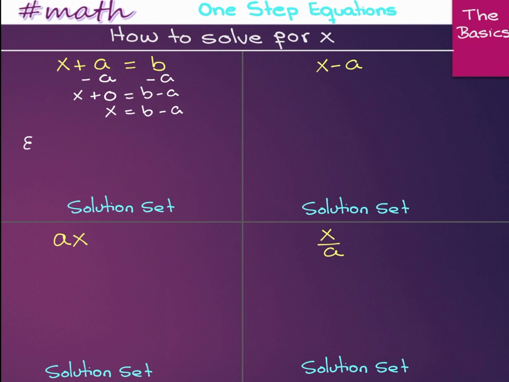Let's see this in an example. x plus 3 equals 5. Then what we want to do is subtract the 3 because it's being added, on both sides. And then 3 minus 3 is 0, so we're left with x alone on the left, and 5 minus 3 is 2. When we have an equation, the answer is given by a set called the solution set.